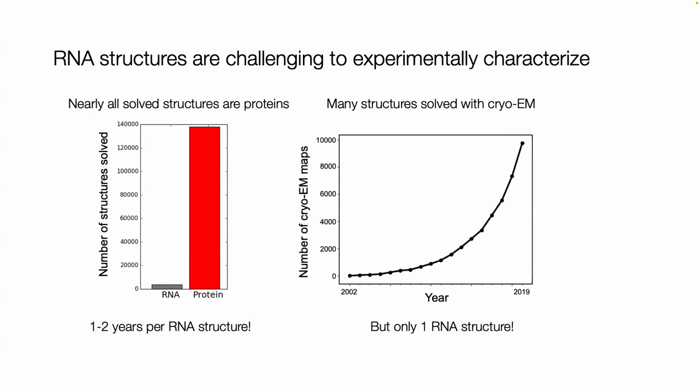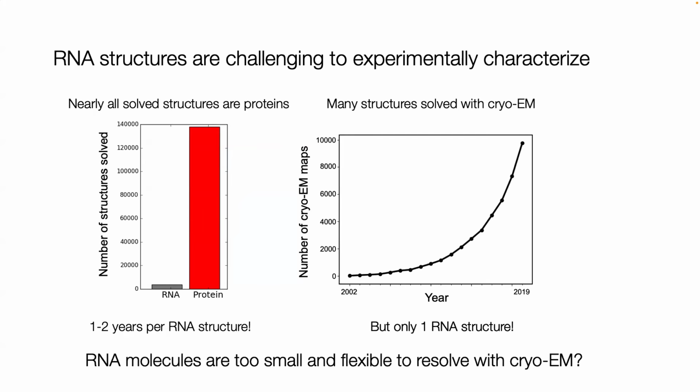Around this time, cryo-electron microscopy was increasingly becoming the structure determination method of choice, with an exponential increase in the number of cryo-EM maps that were being solved. Of about 10,000 cryo-EM maps, exactly one of those at this time was of an RNA structure, which is kind of crazy. So we wondered, why is that? The common wisdom at the time was that RNA molecules are basically just too small and flexible to actually be able to resolve with cryo-EM. So we decided, though, instead of just taking this at face value, let's actually test this assumption.